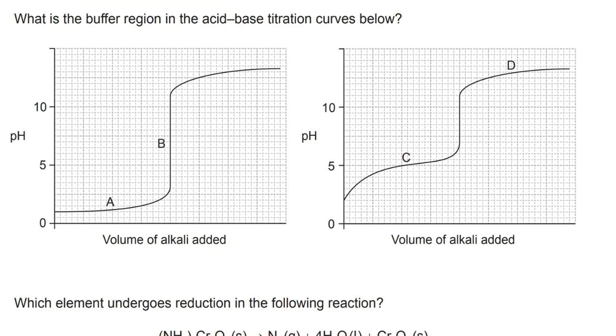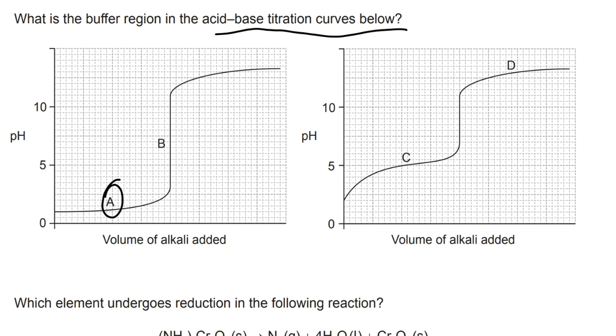Okay, what is the buffer region for the acid-base titration? The buffer region is a region in which there's a resistance to pH change. So I think it might be A. So with C, right?